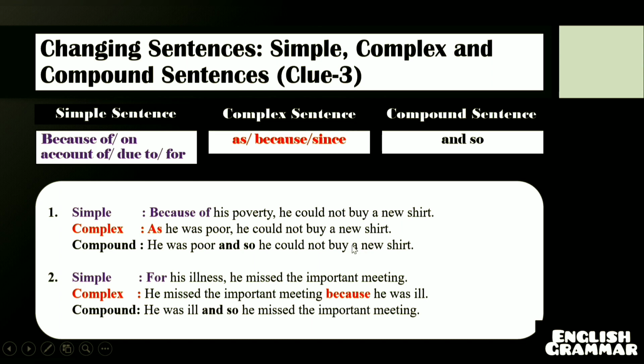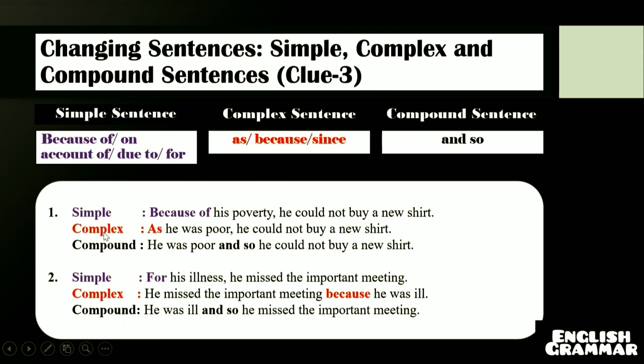Here I have shown two examples. In the first example, especially the simple sentence where I have used "because of," this part and this part are showing reason. Another thing we'll find is that the simple sentence contains only one clause. Here it is the clause, and this one is a phrase, and this one is a phrase. So we can find that two phrases actually express reason.